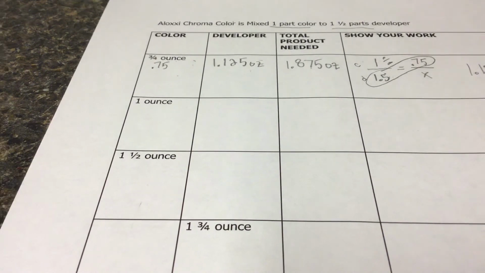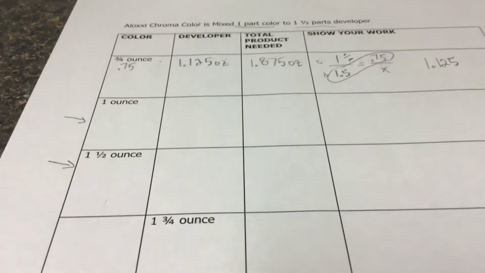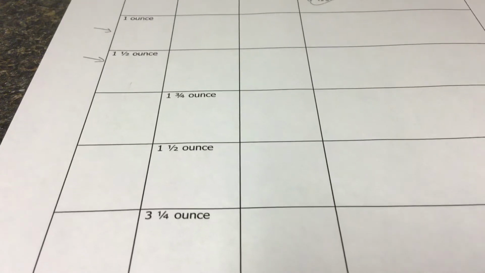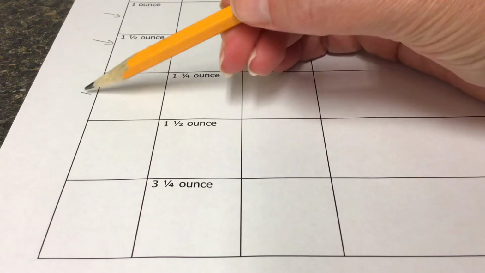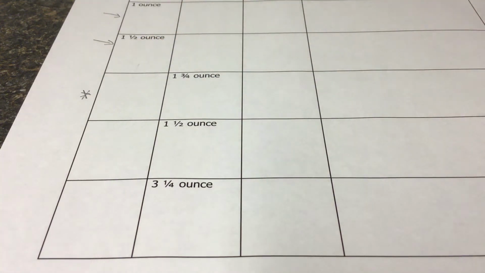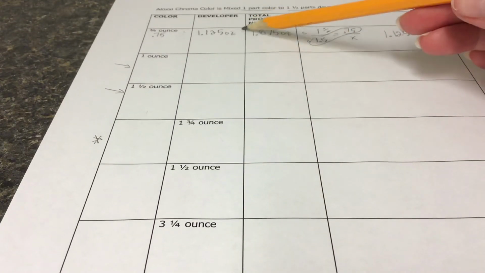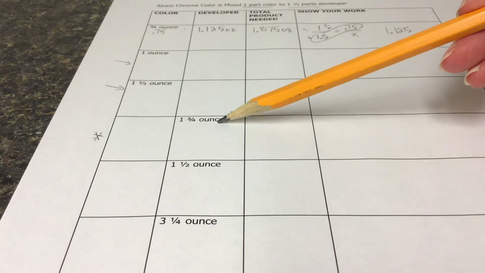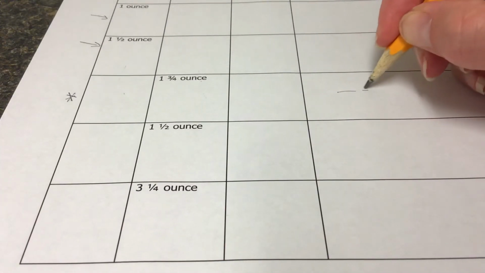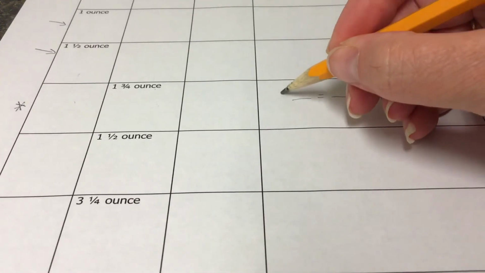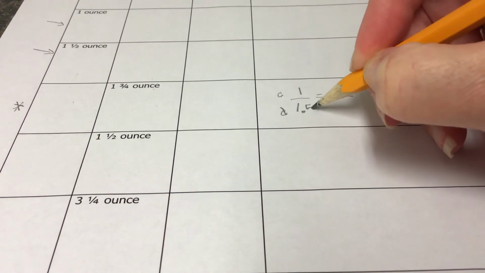Okay, I would like you guys to finish out these two here, and you can do that by printing the worksheet, or you can just do it on a piece of paper and send me a picture. But I would like to do the next example, this one down here, because this one is starting out different. In this one, we know how much developer we're going to put in, but we don't know how much color. So we're still going to set up our proportion, and we're still using the same product, so the mixing ratio will stay the same.